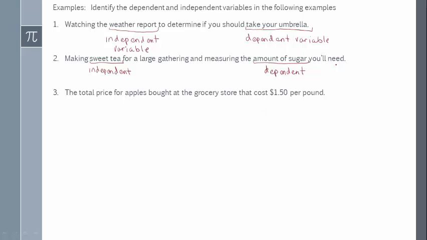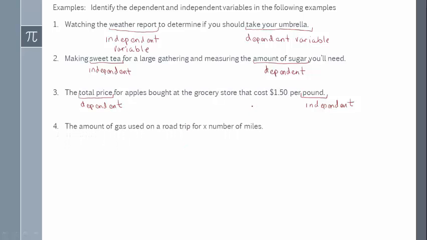The total price for apples bought at a grocery store that cost $1.50 per pound. Now what is going to change here, or what can we change, is the number of pounds we buy, and that will affect the total price. So the number of pounds is the independent variable. We can choose that, however many pounds we want to buy. We can buy 1, we can buy 15. And then the total price will depend on that, how many pounds we bought. So this will be the dependent variable.